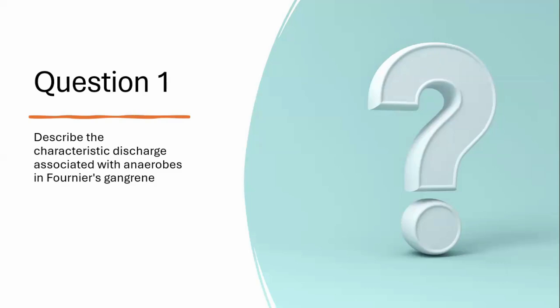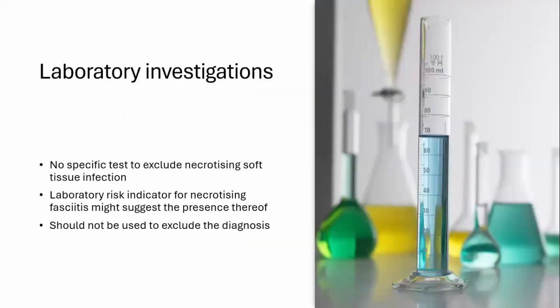So that's a classic description that you will find in a patient with Fournier's gangrene when it's caused by anaerobes. Okay, in terms of laboratory investigations, there's no specific test to exclude it. There are lab tests that can help you decide, but they should not be used to exclude the diagnosis.